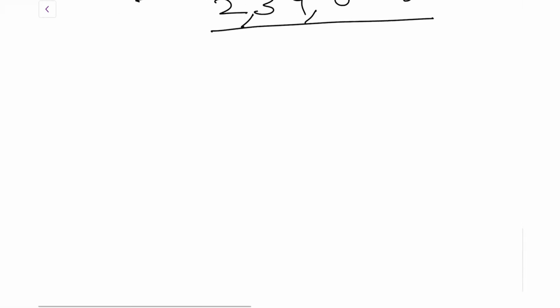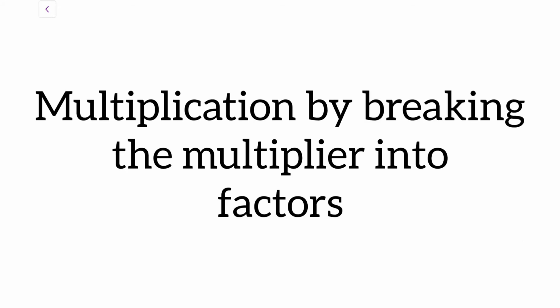There is also another way to solve multiplication, and that is by breaking the multiplier into factors. Let's take an example. 7353 into 20. All right. So remember, we are solving this multiplication problem by breaking the multiplier into factors. What's the multiplier? 20 is the multiplier. How can you break this into factors? What are the factors of 20?